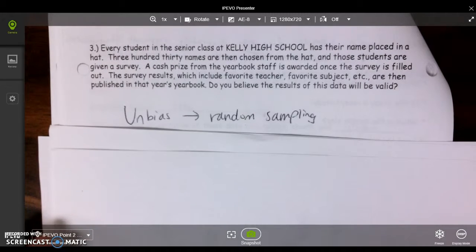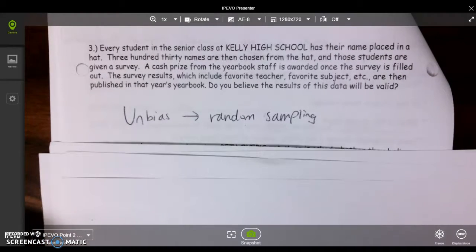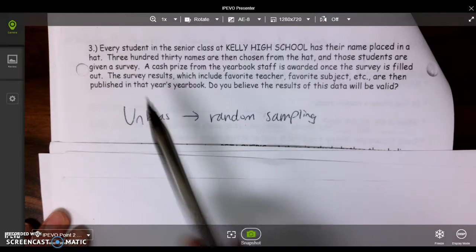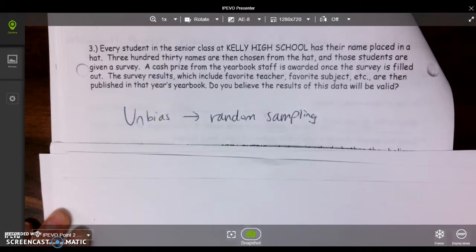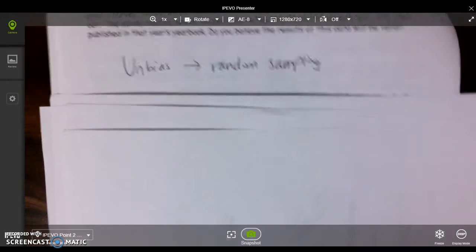All right, so for this example, I chose to say that this was unbiased, and the reason being is because this is as random as you can get. You're choosing names from a hat, right? So you're not picking specific people, you're not looking for a specific sample for that population, you're just picking at random, so this would be unbiased.